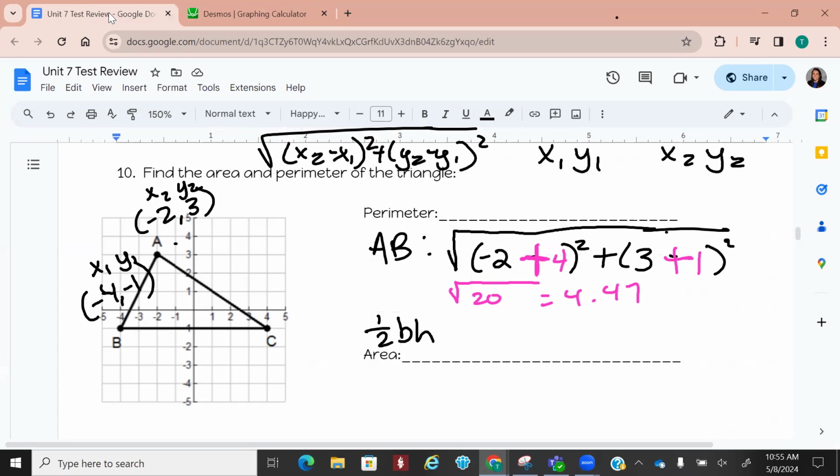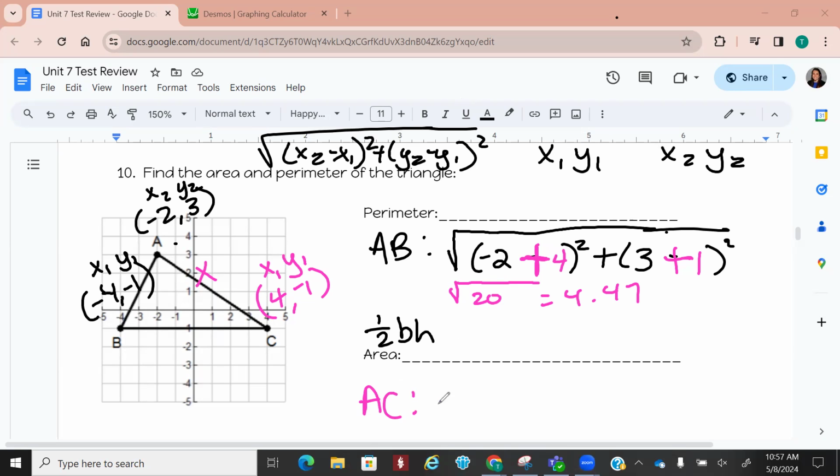If you switched them, if you put -2, 3 as x1, y1, you should still get the same answer. It doesn't matter. Can you try solving for, let's do A to C. Go ahead and do A to C. You're finding this side, okay? You'll get the same answer, okay? So you're plugging that in.